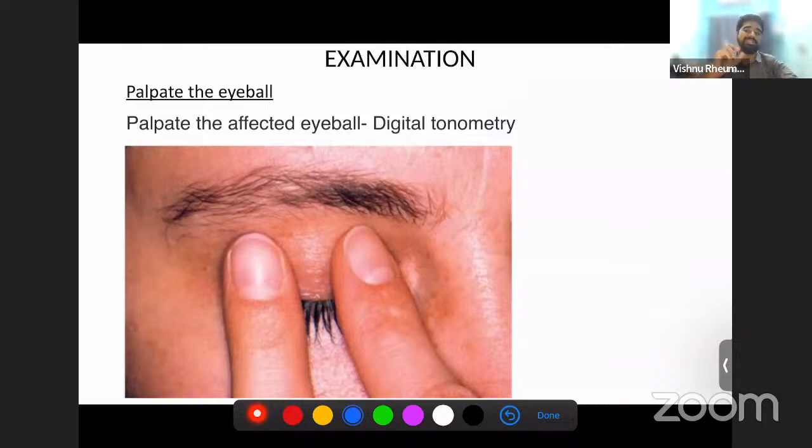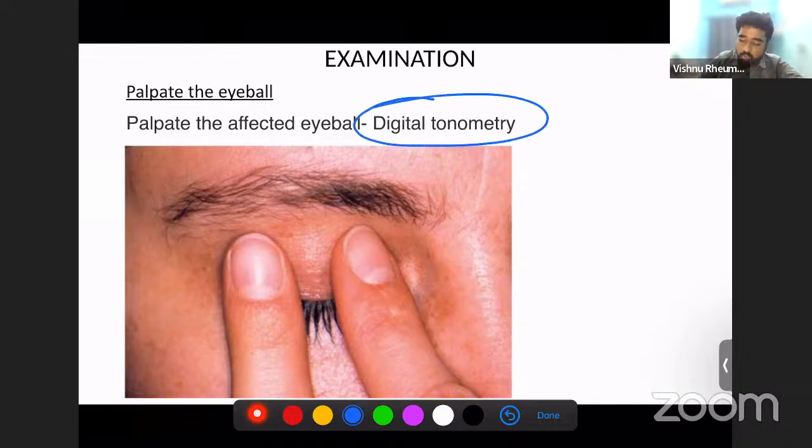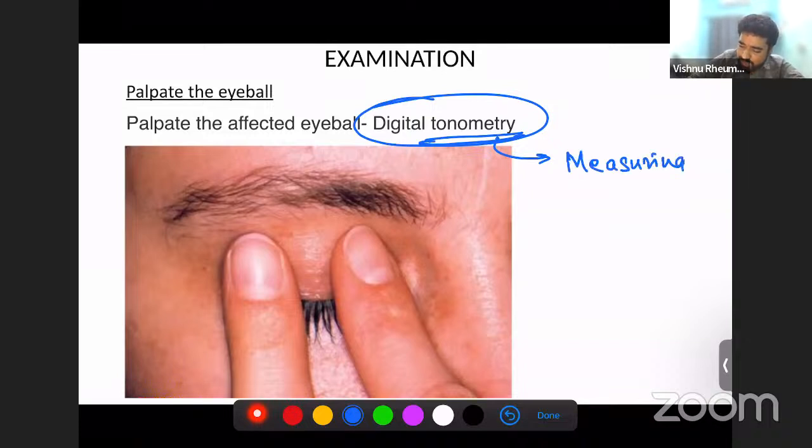Then when you palpate the eyeball, this is one kind of maneuver where, depending on the palpation, you can see how hard the eyeball is. Although it's quite subjective, you can get a measure of the tenderness and the hardness. All of these will also help you for a possible glaucoma inference. This is what is called digital tonometry. You know what tonometry is, right? Tonometry is the measurement of intraocular pressure. Whenever you're using your fingers, it is digital tonometry, and here you can get an idea of angle closure glaucoma.